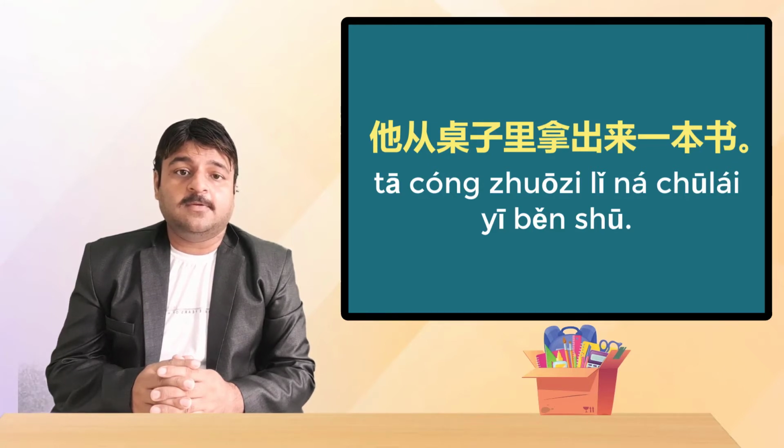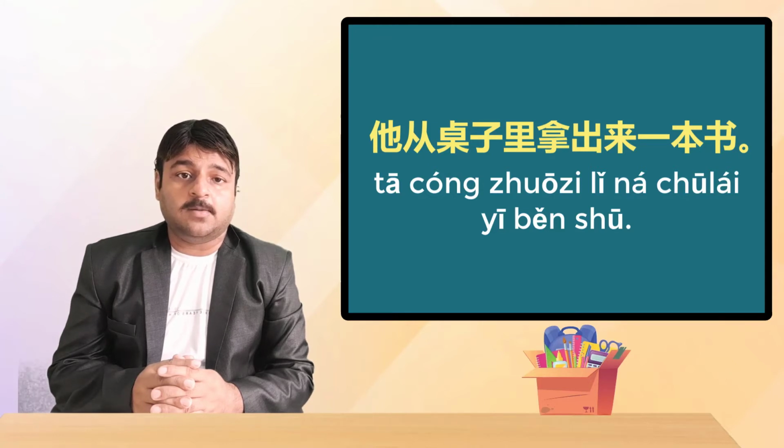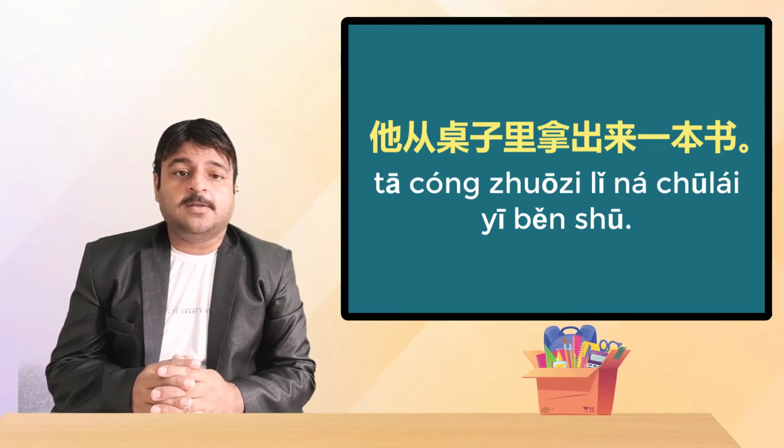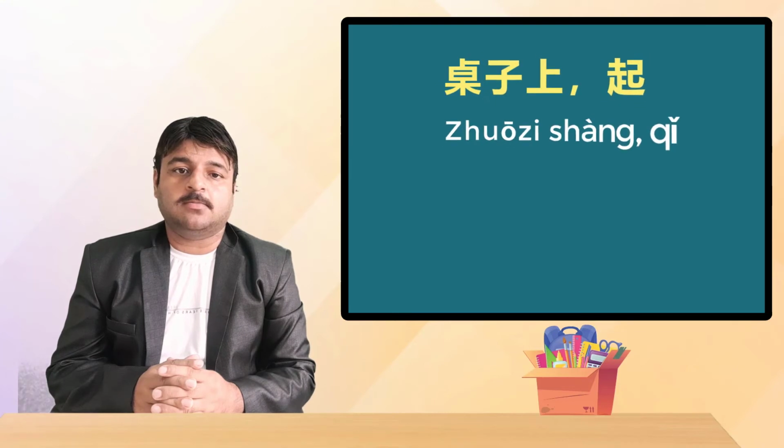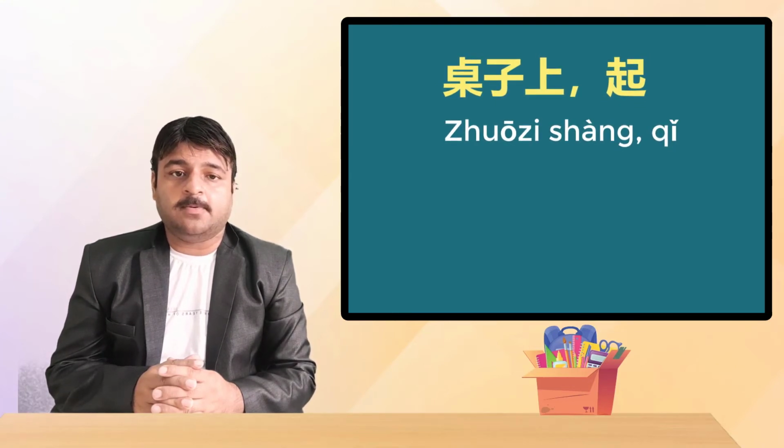So this sentence means he was there. First he picked up the book from inside the table, and came back to the speaker. He brought a book from inside the table and he came back to the speaker. So this is a compound directional complement. Let us now read the words in the box to make replacement in this sentence to make new sentences. 桌子上, from the top of the table. Qi, to pick up.